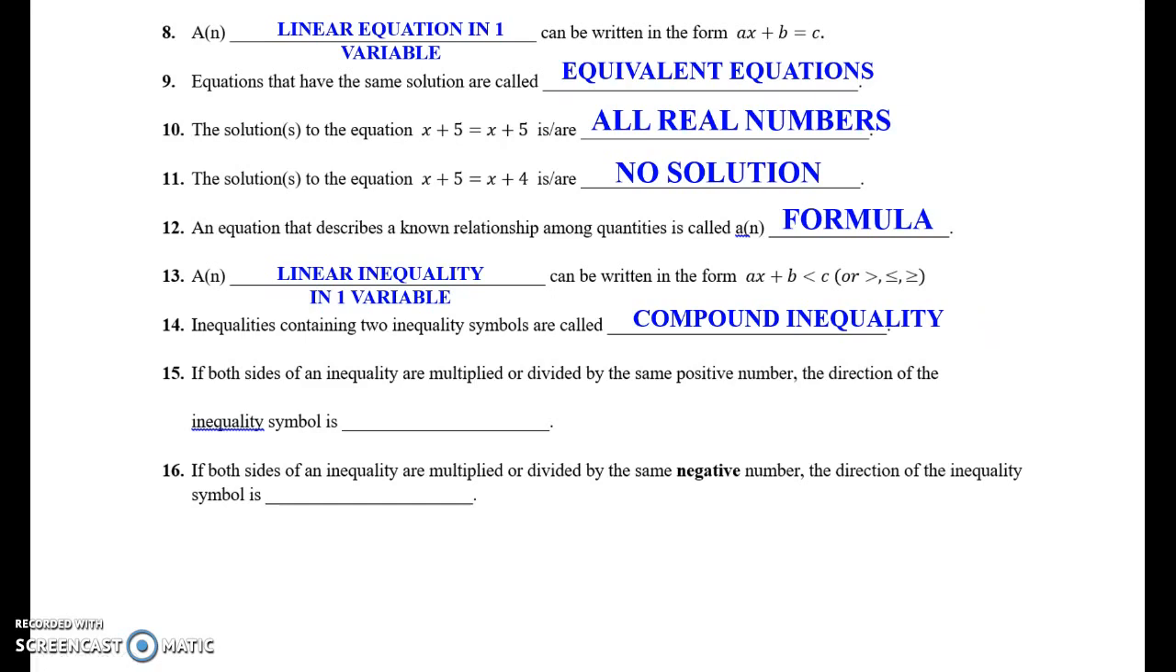15, if both sides of an inequality are multiplied or divided by the same positive number, the direction of the inequality symbol is the same. You don't change it. As opposed to number 16, if both sides of an inequality are multiplied or divided by the same negative number, the direction of the inequality is reversed. Yep. Okay, I think that's it for the vocabulary.